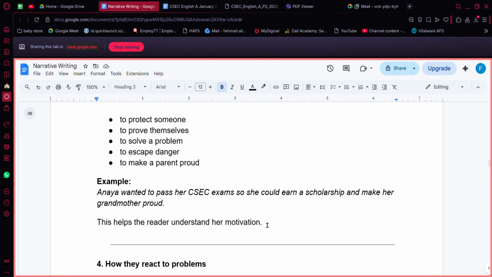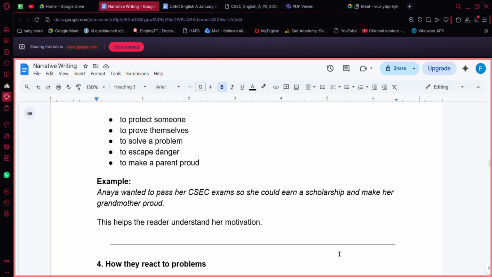And what is her motivation for that? Making her grandmother proud. She obviously would want to have academic success and all of that. But her main motivation is making the grandmother proud. And by telling the readers that, we now understand she also cares about the grandmother a lot. If she wants to make her proud, it means that she seeks validation from the grandmother.